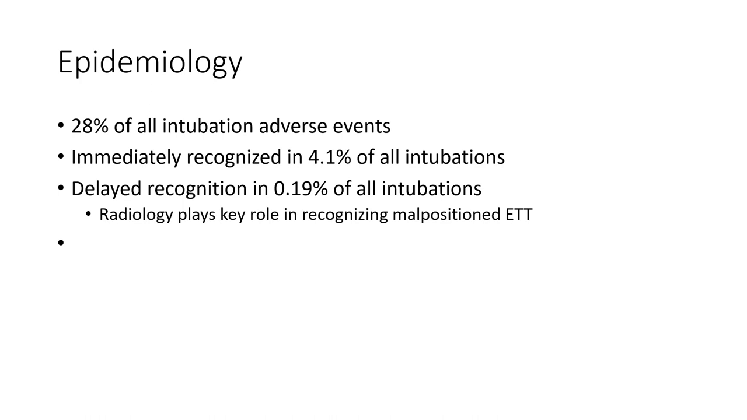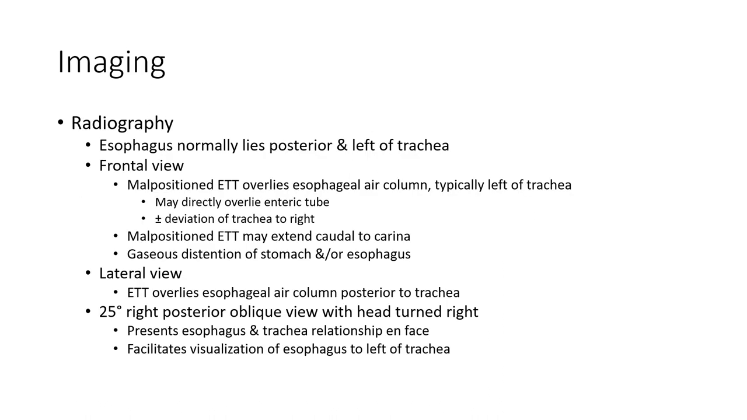Radiology plays a key role in recognizing malposition of the ETT. Imaging radiography: the esophagus normally lies posterior and left to the trachea. Frontal view: malpositioned ETT overlies the esophageal air column, typically left of the trachea, may directly overlie the trachea, plus or minus deviation of the trachea. Malpositioned ETT may extend caudal to the carina. Gaseous distension of stomach and esophagus.